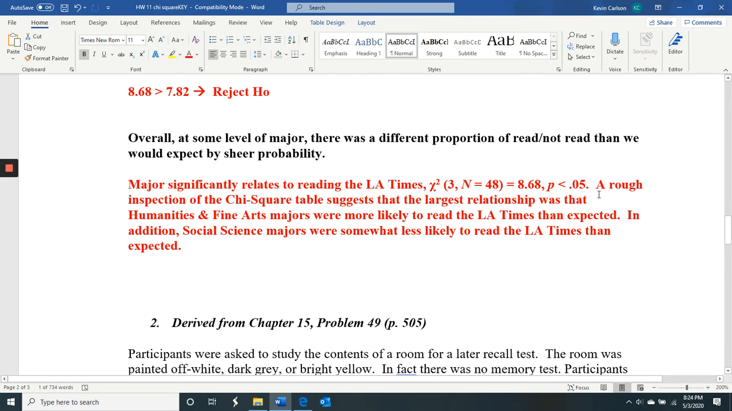So let's write this up. So one's major significantly relates to reading the LA Times, chi-square. We have the degrees of freedom. We have the sample size, the chi-square here. We rejected the H0, so p is less than 0.05.